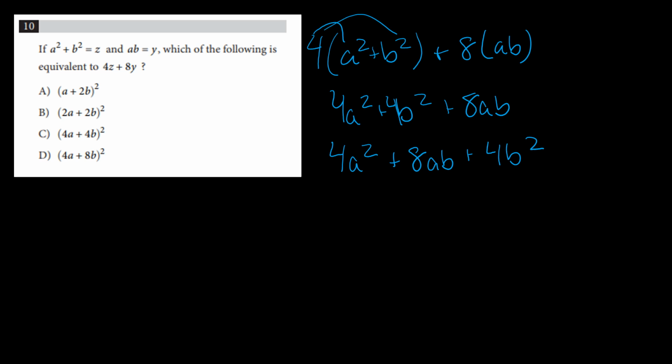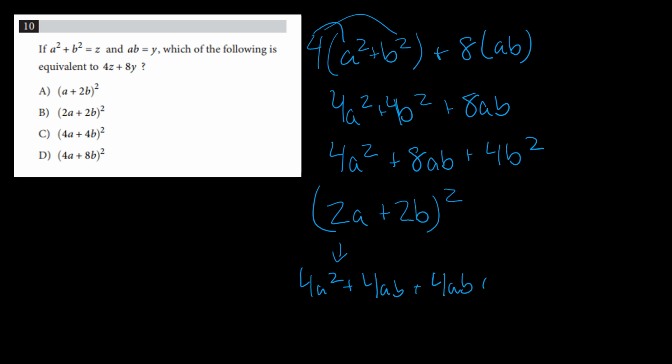If you don't recognize this, this is what we call a perfect square trinomial. So we're going to have (2a plus 2b) squared. And we can check this real quick. If we FOIL, we're going to get 4a squared plus 4ab plus 4ab plus 4b squared, which, when you combine like terms, is equivalent to that above. It's going to be answer choice B.